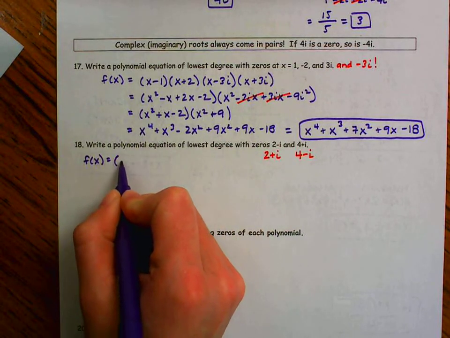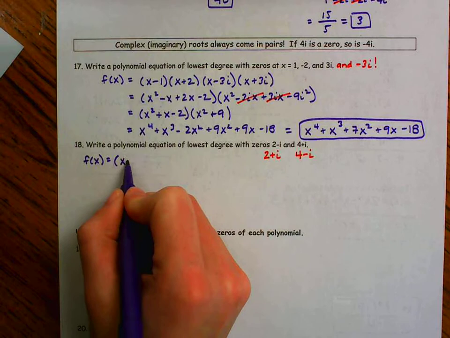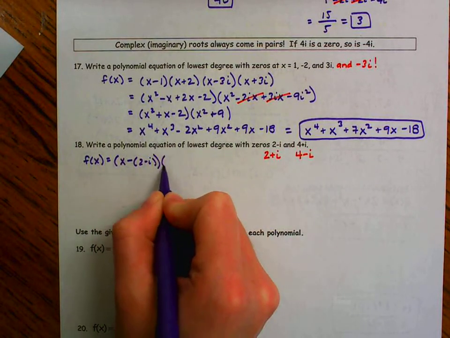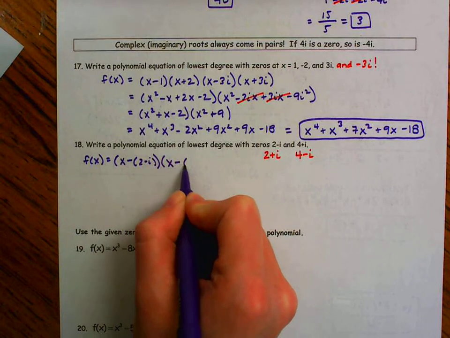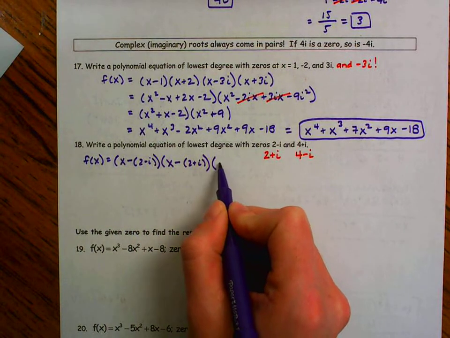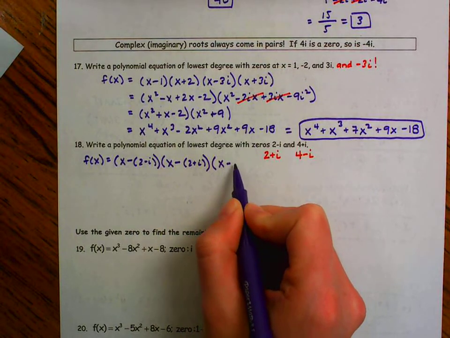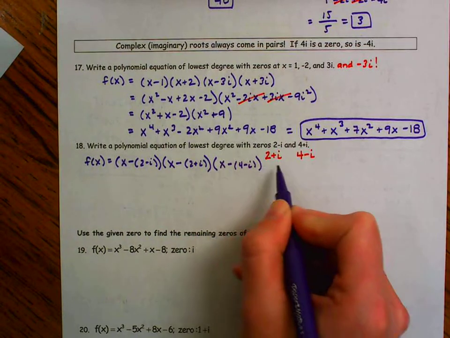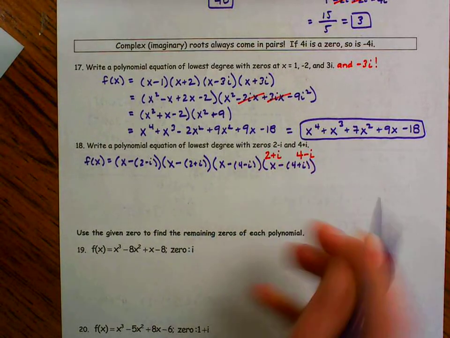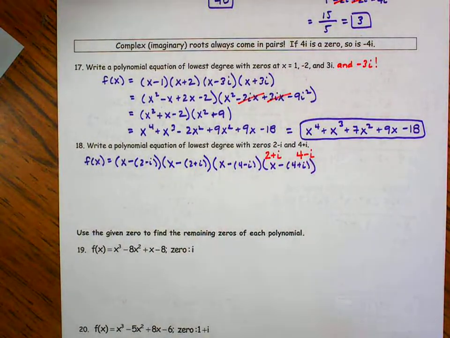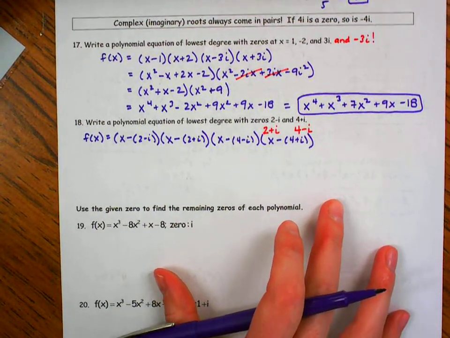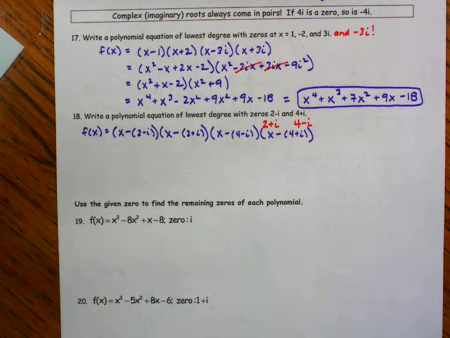I'm going to have x minus 2 minus i, and I'm going to have x minus 2 plus i, times x minus 4 minus i, times x minus 4 plus i. I'm going to FOIL out this first part. You guys are going to finish the rest of the problem for me. It does get a little bit gross and fun, but I think you guys can do it.